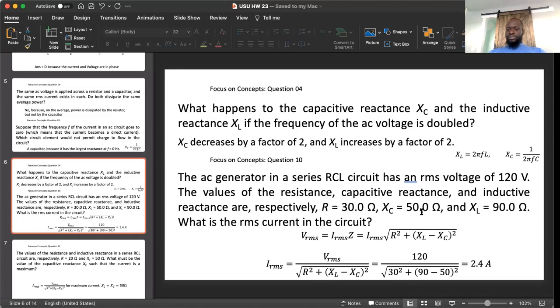the square root of 30 squared plus 90 minus 50 squared. So this is 30 squared plus 40 squared. That is 2500 under here. Square root of 2500 is 50. 120 divided by 50 will give us 2.4 amperes for the current. Right?